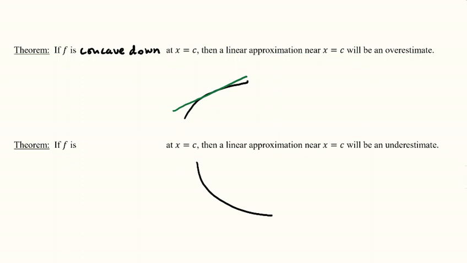And then over here, that's not that straight. Let me try that again. There we go, that's better. Over here, it's concave up, and the linear approximation is an underestimate, regardless of which direction off of c we're moving. Maybe moving to the left of c, maybe moving to the right of c. Either way, it's an underestimate if it's concave up.